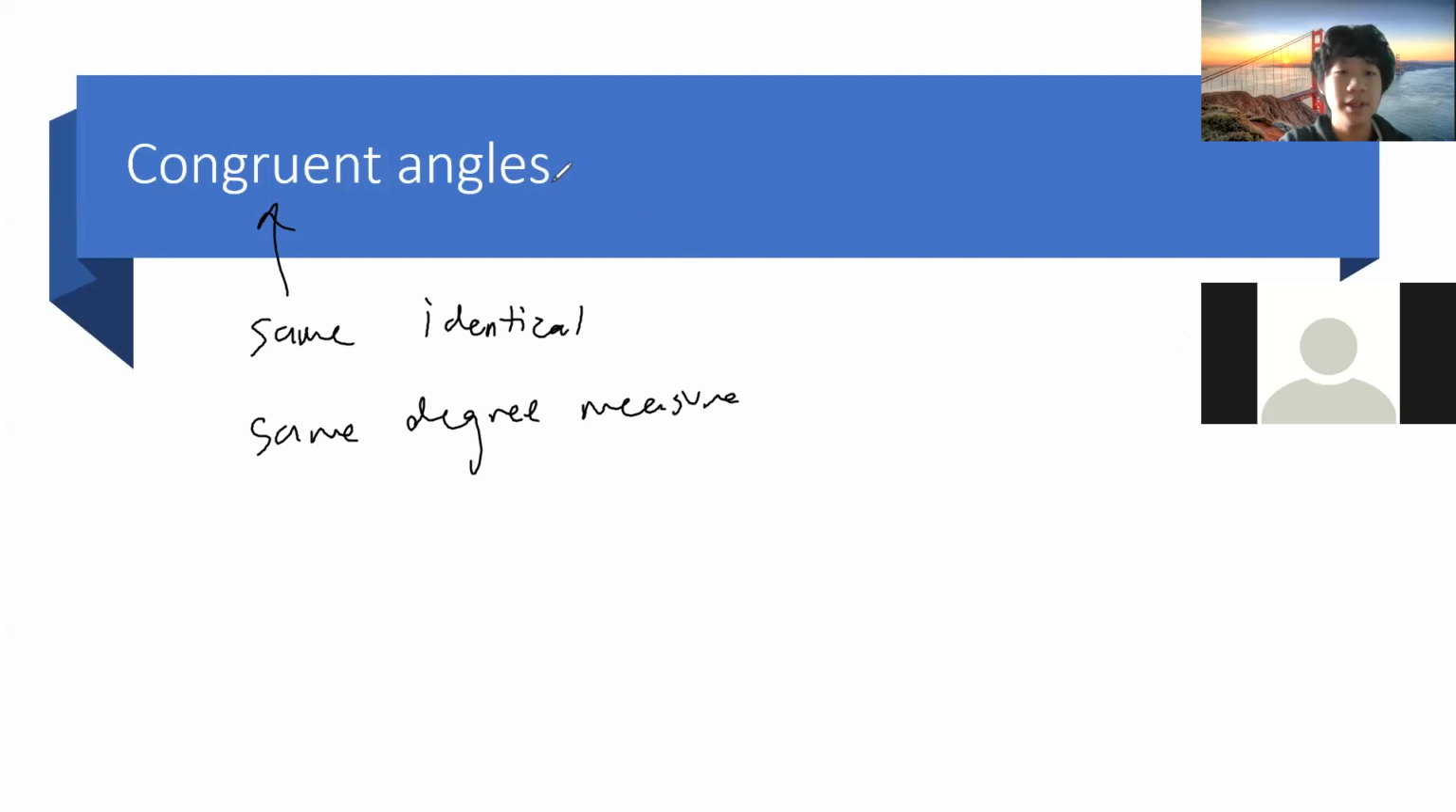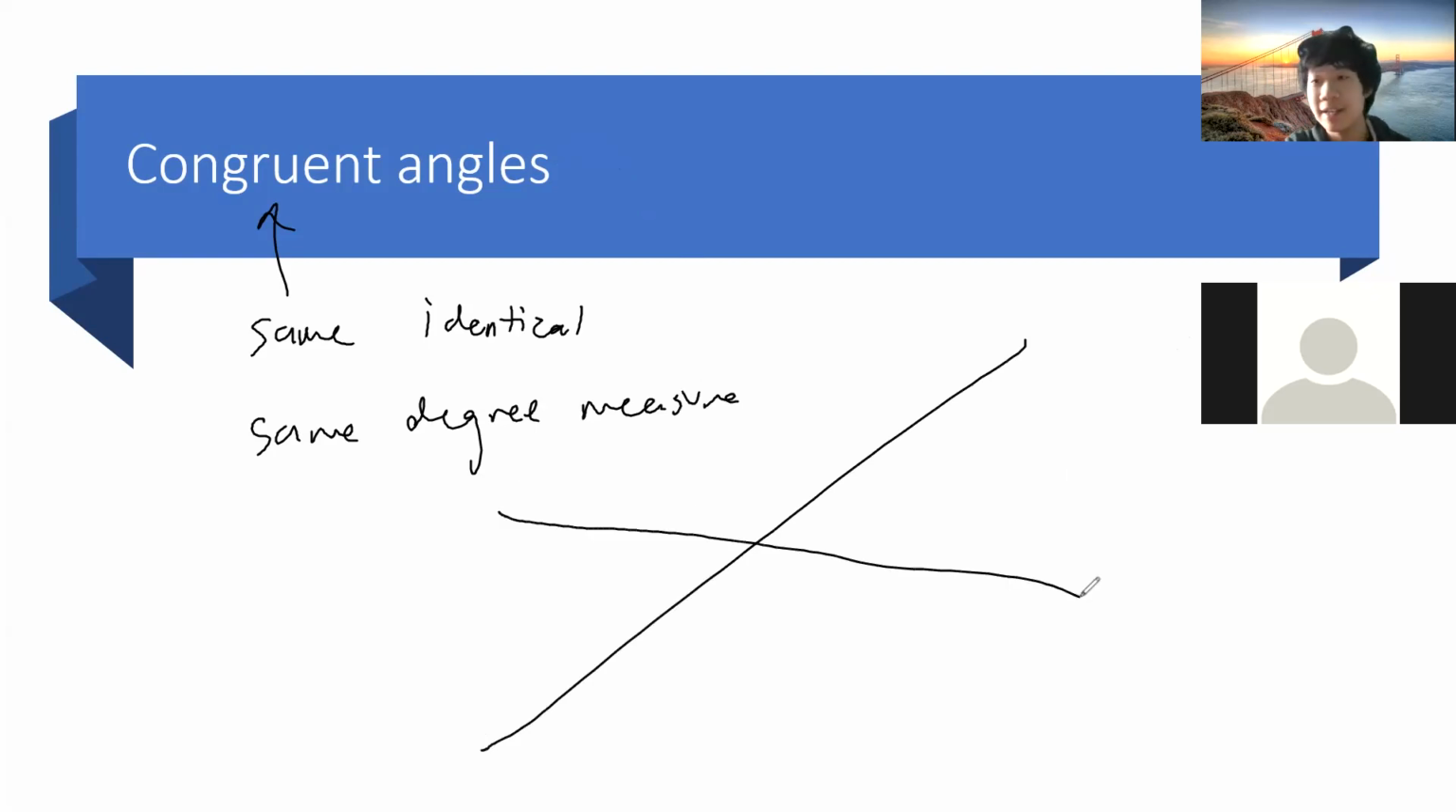Okay? So when can we find congruent angles? The most common type of congruent angle we find is when you have two lines and they intersect. Intersect means they cross each other. So as you can see here, these lines have made 4 angles.